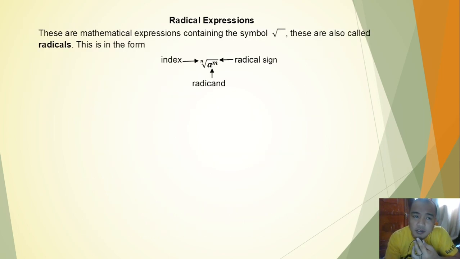What are radical expressions? These are mathematical expressions containing the symbol here, which is called the radical sign, and these are also called radicals. So this is in the form right here. What are the parts of a radical sign? What are the parts of radicals? So we have here what we call the radical sign, and the expression or the variable inside the radical sign is what we call the radicand, and n is what we call the index.